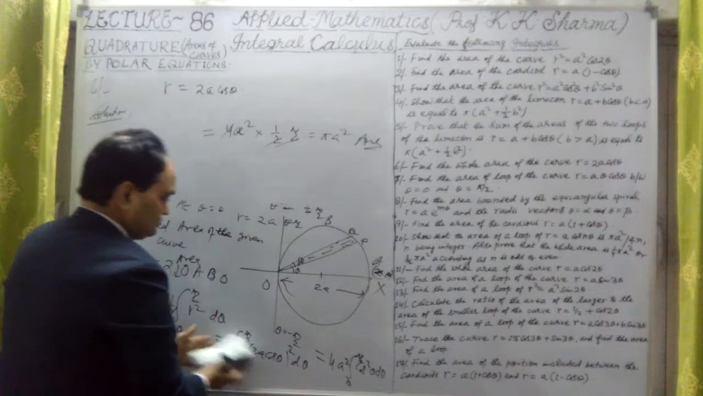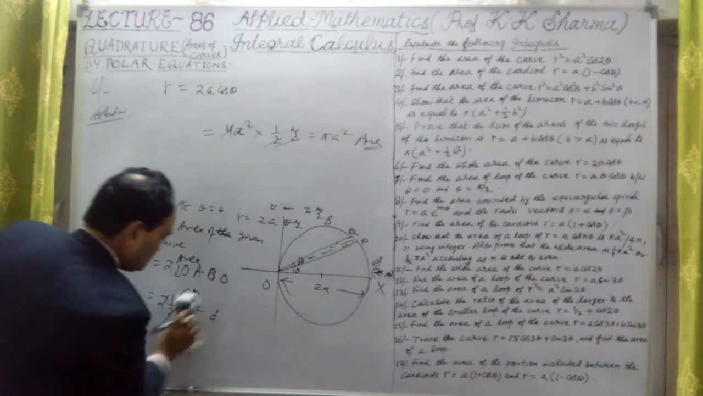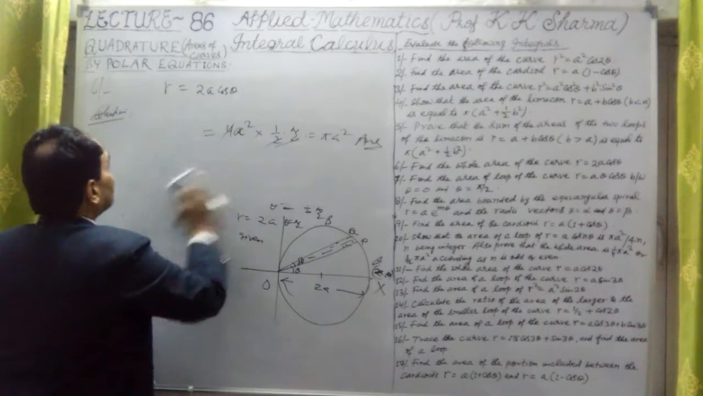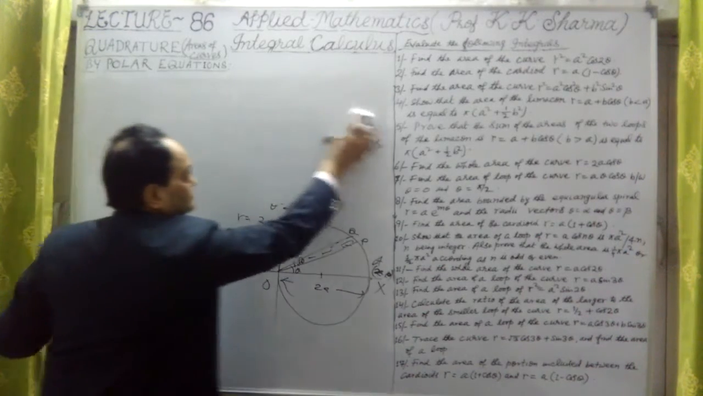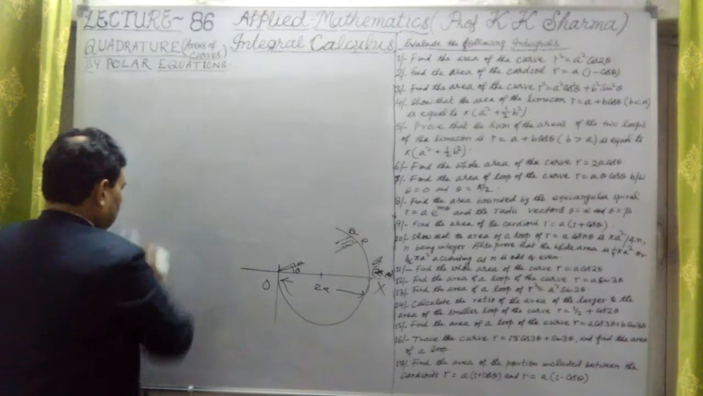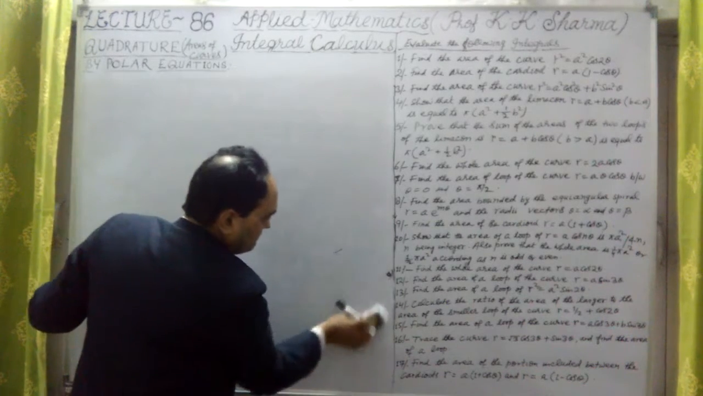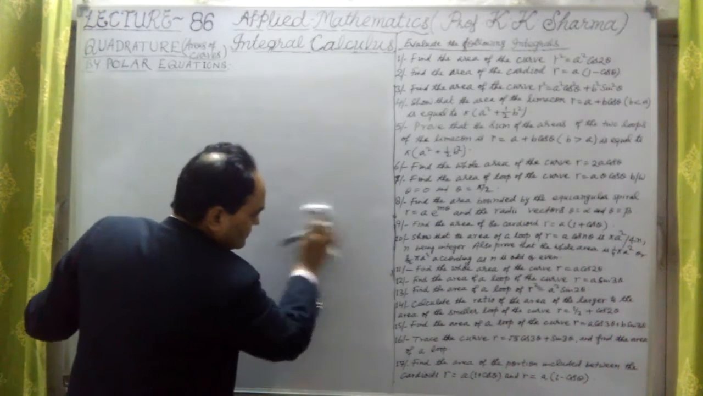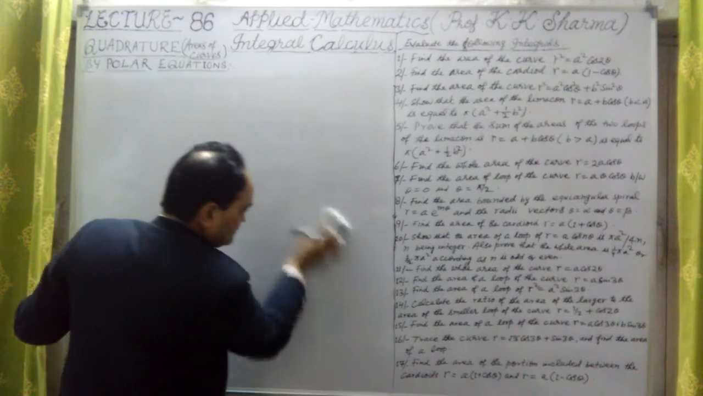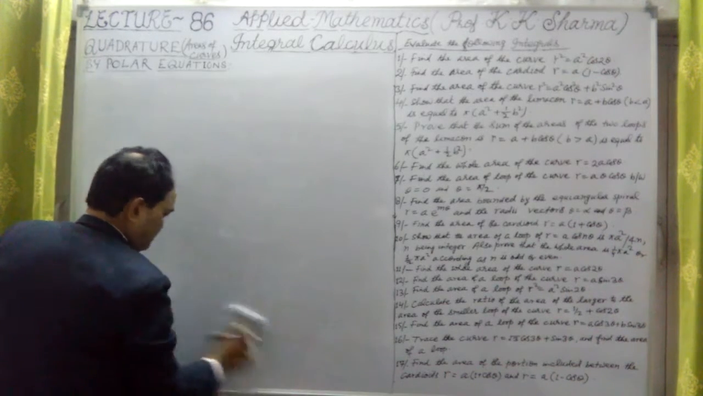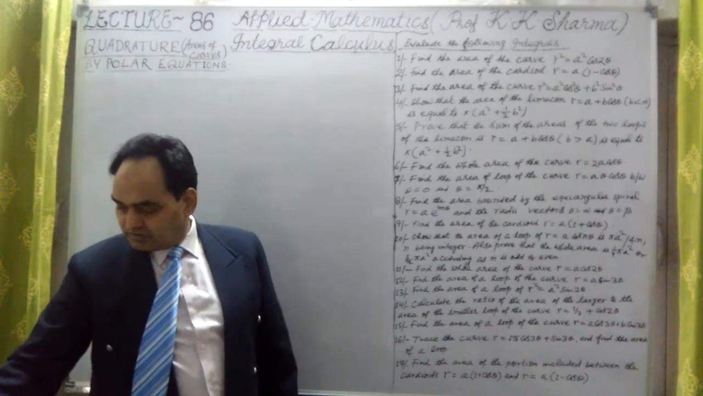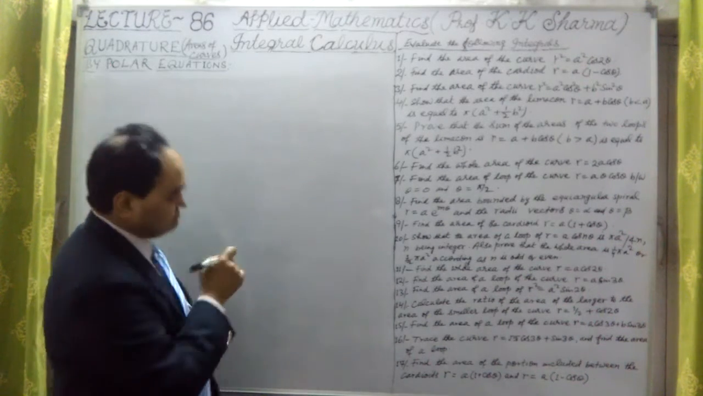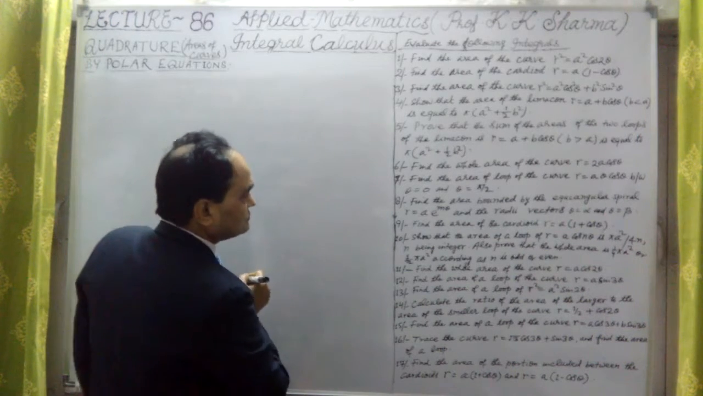Let me take the next question. Now question number 6 is done, so 7 questions. For question number 7, let me talk about it now. What does question number 7 say?